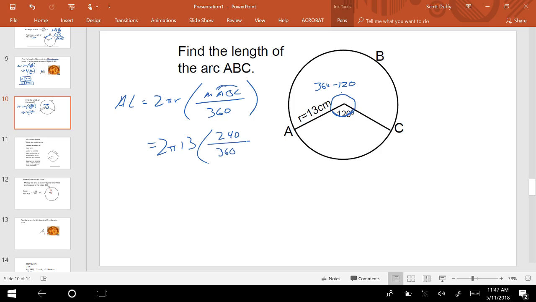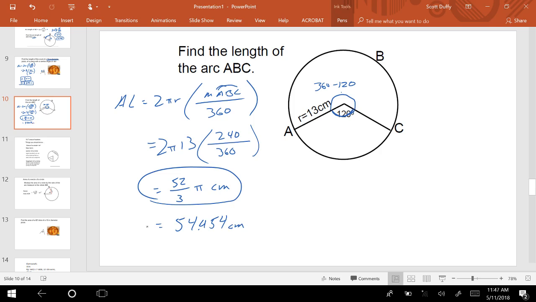Divide that by 360. On your calculator, same thing. Leave it in terms of pi, so don't actually multiply it by pi. Just multiply 2 times 13 times 240 divided by 360. You get 17.33. If you want to leave that as a fraction, turn it into a fraction with your calculator. You get 52/3 pi, and that's in centimeters. If you want to multiply that by pi, we would get 54.454 centimeters.